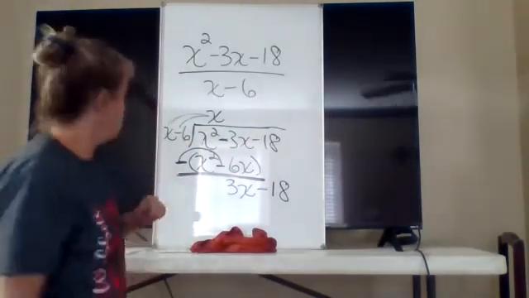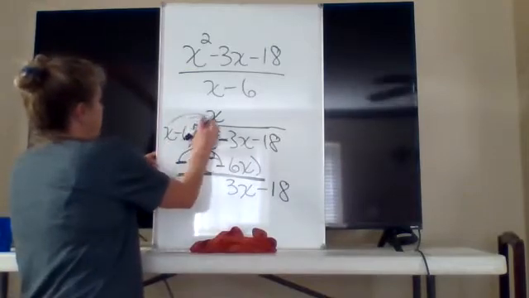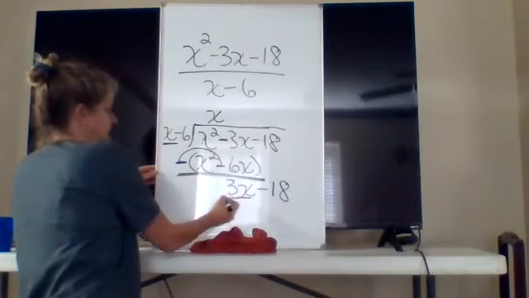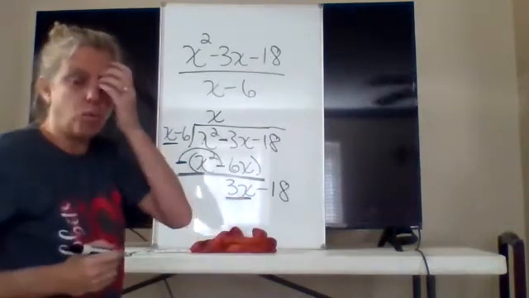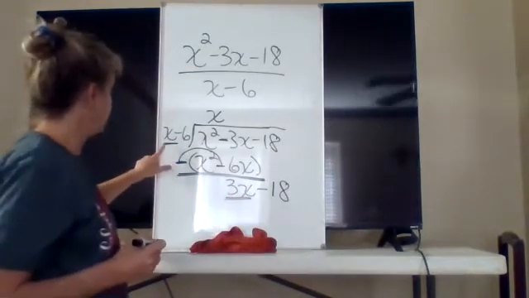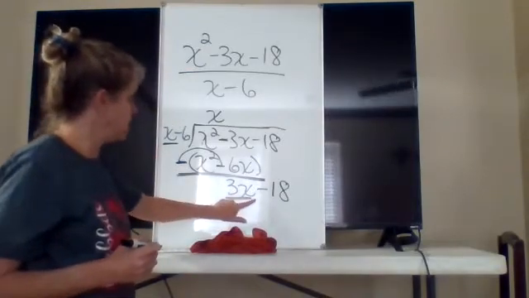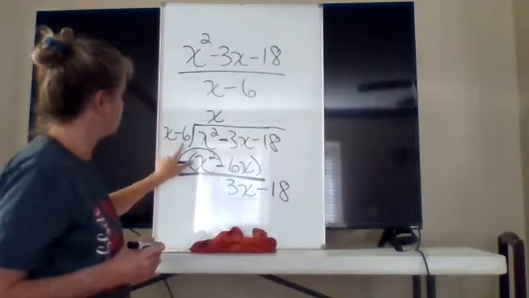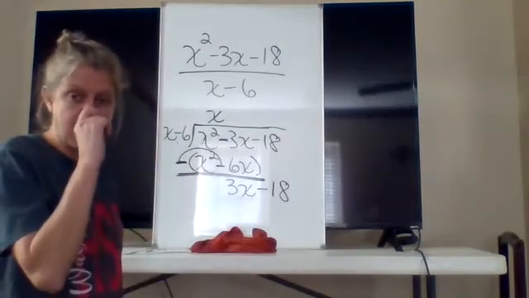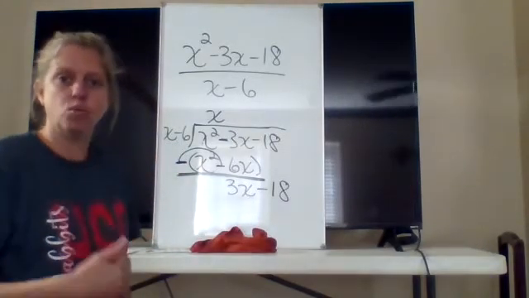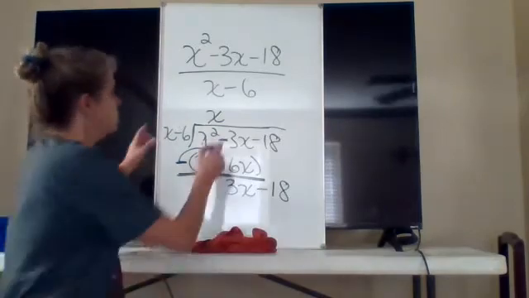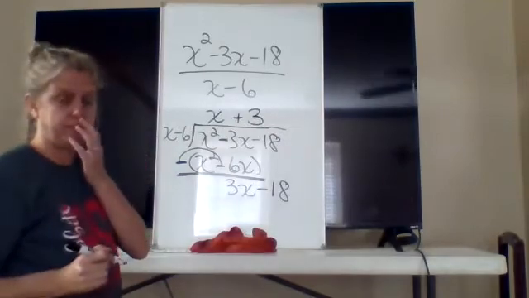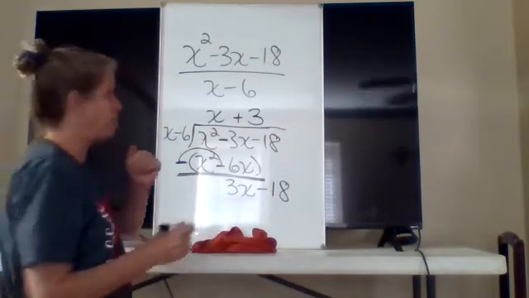Start all over. So now, again, you're looking at the first terms. You're looking at x and 3x. What do you need to multiply this x by to turn it into 3x? What do you multiply x by to make it 3x? X times positive 3 will be positive 3x, right? So that's what you put up here, is positive 3. And then you do that multiplication.